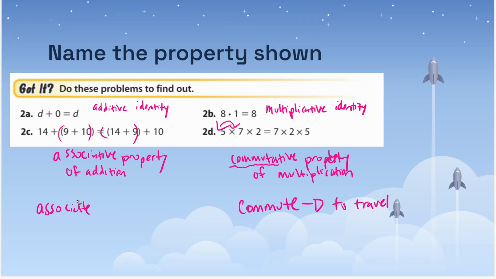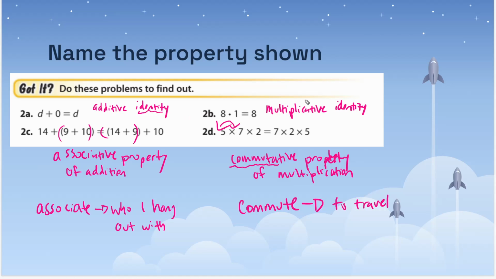Associate means who you hang out with. I associate with nice people. And so here we have 9 hanging out with 10. Here we have 14 hanging out with 9. This is who I hang out with. That's who I associate with. Okay, so anyway, I hope that helps you a little bit.